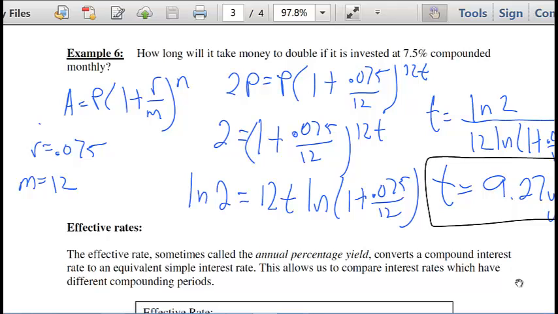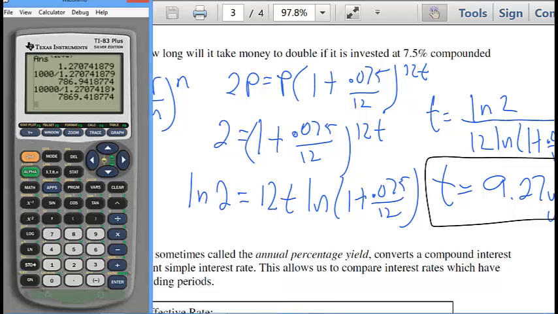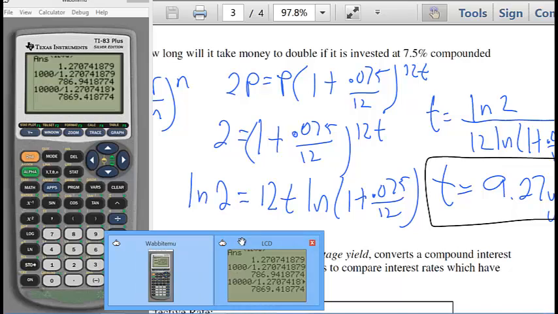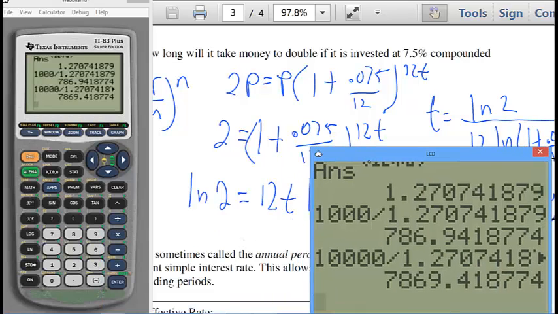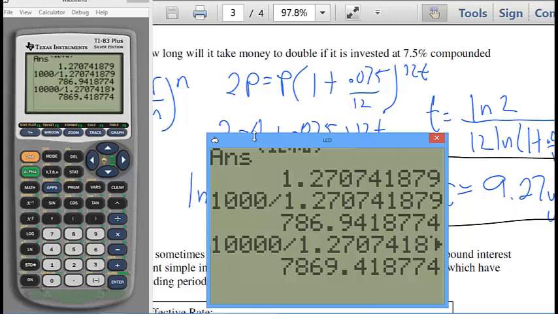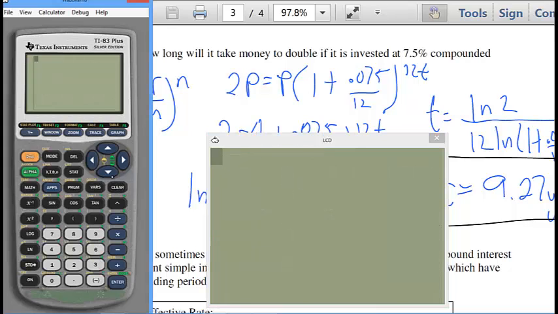Okay. So here's another good one from section 2, number 6. The part where we have the T. Pull up the calculator and then pull up the screen. Hope this is helping. So let me clear that.